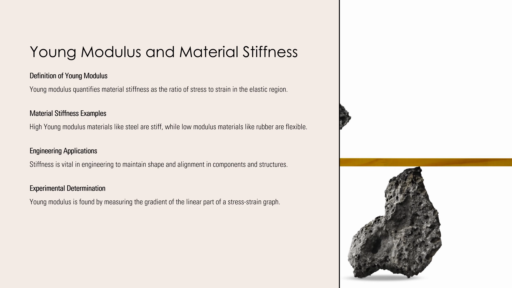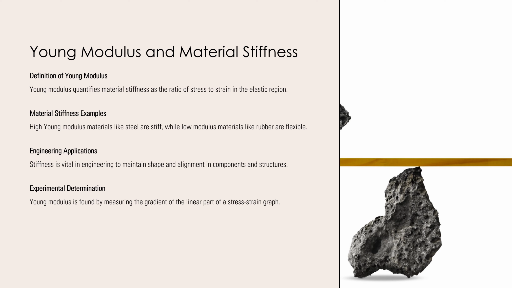A high Young modulus indicates a stiff material that deforms very little under load, such as steel, while a low Young modulus indicates a more flexible material, such as rubber. Young modulus is independent of sample dimensions, making it a true material constant. In engineering, stiffness is crucial where shape and alignment must be maintained, for example in machine components or structural beams.